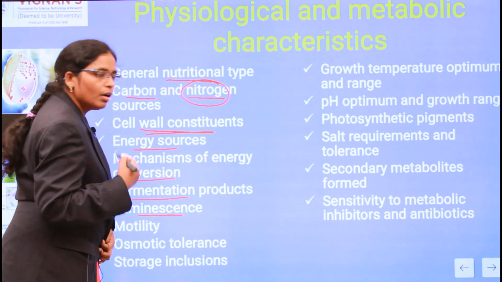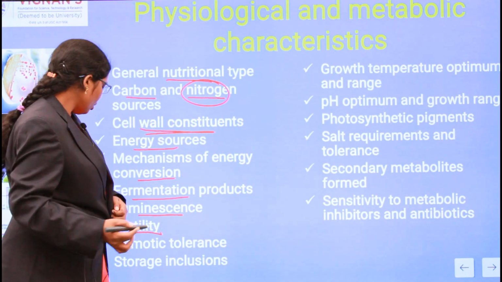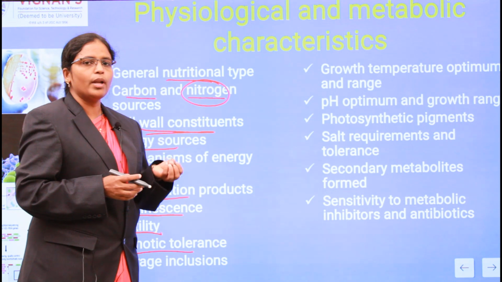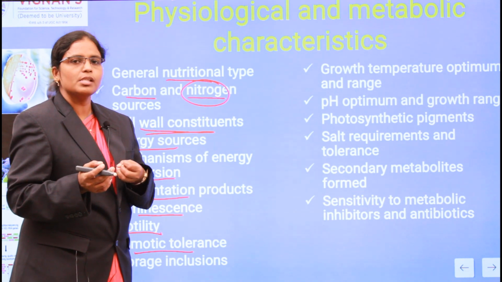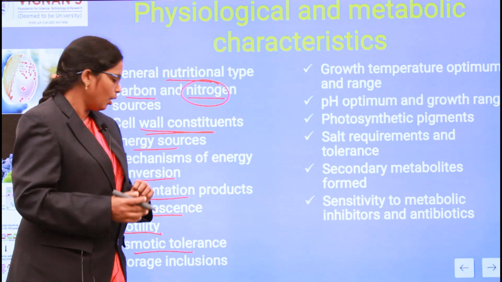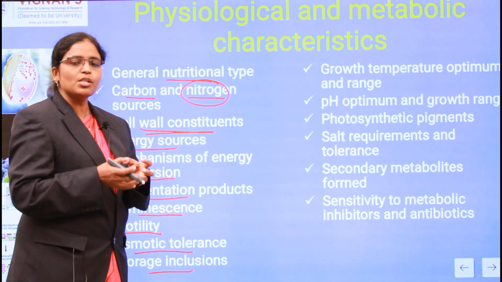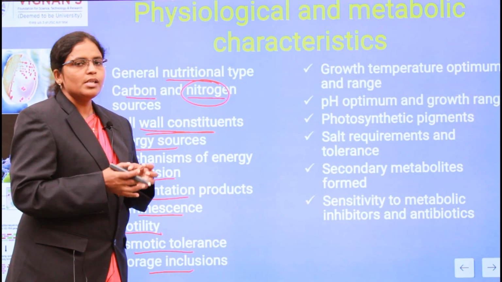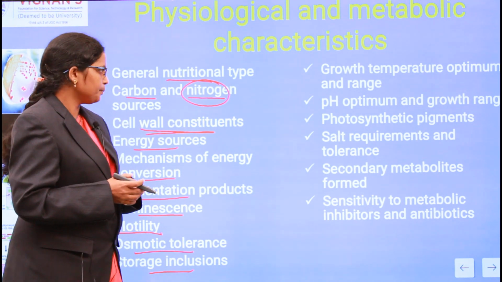Luminescence, it's related to emission or absorption of light. Motility, whether it is motile or non-motile. Osmotic tolerance. Some of the organisms can tolerate a high salt concentration, and some organisms cannot tolerate the salt concentration. So based on the osmotic tolerance, we can differentiate the organisms. And storage inclusions, already mentioned. These are insoluble molecules, the energy reserves present inside the cell. Some microorganisms produce insoluble molecules.